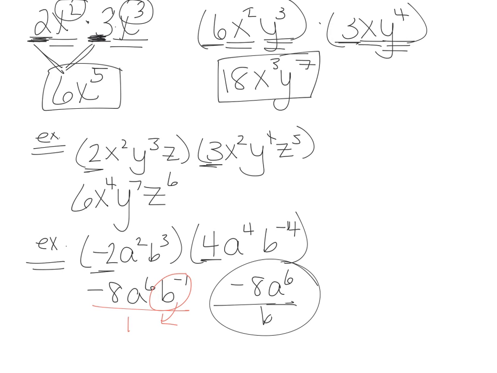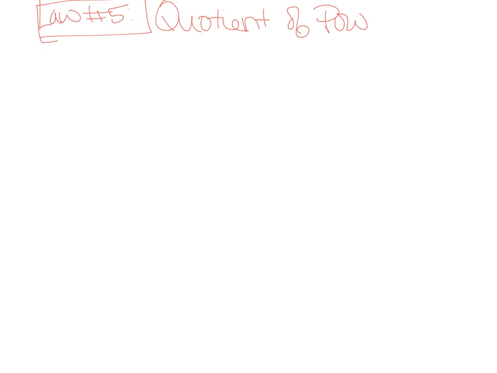Hopefully everybody's with me because we are moving on to law number 5. Law 5. This is called quotient of powers. Sorry, my handwriting's terrible on this. Law number 5, quotient of powers. What does quotient mean? Quotient means divide. Powers means exponents. It's a fancy word for exponents.